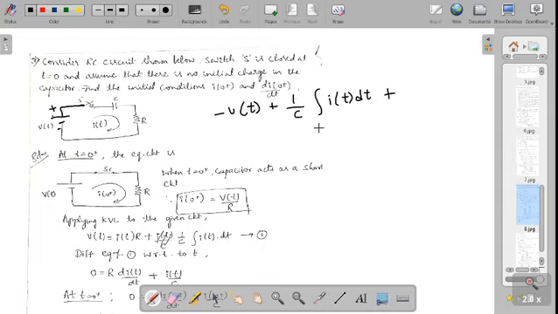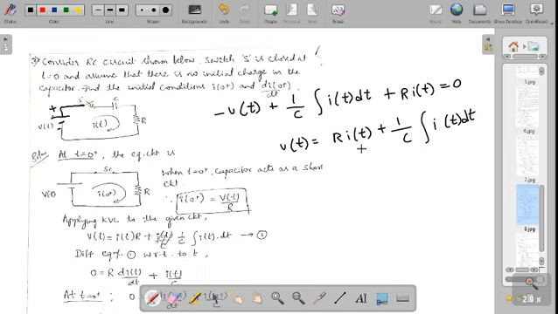Plus, what is the voltage across the resistor? It is R into I of t, which will be equal to 0. I take this term to the other side, so it would be V of t equals R into I of t plus 1 by C integration of I of t dt. So this is the equation; you can name this as equation number 1.